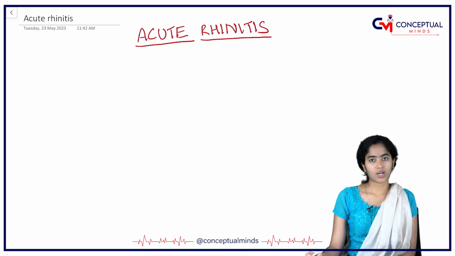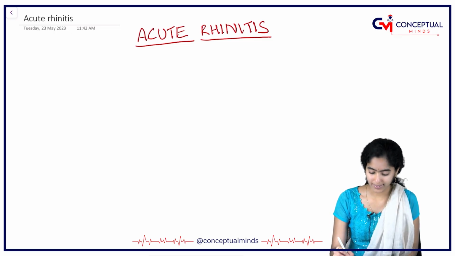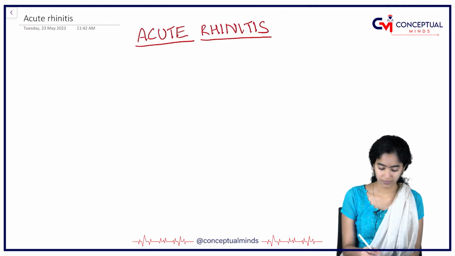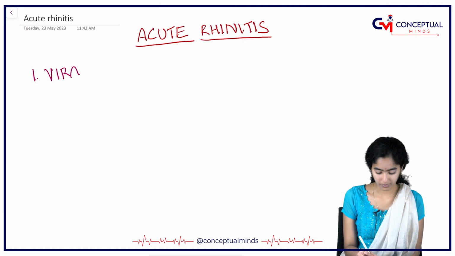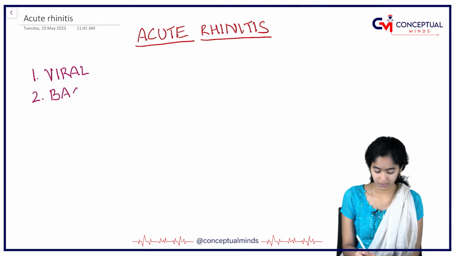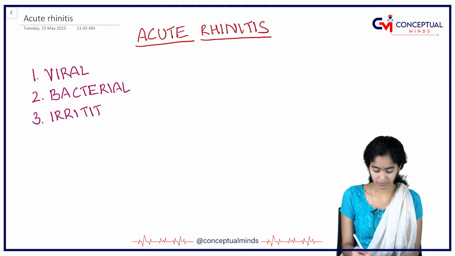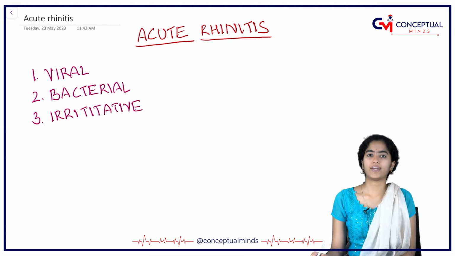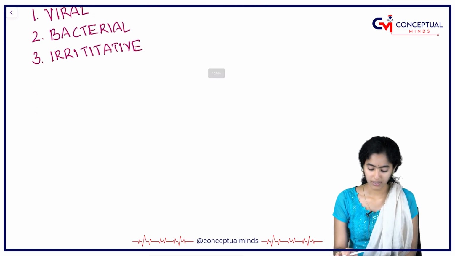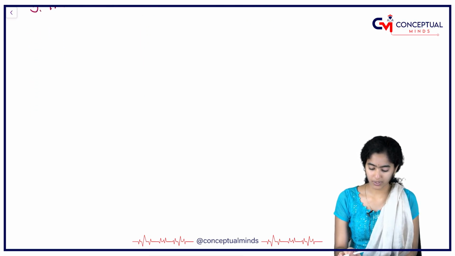There are three broad causes for acute rhinitis and they are: first one, viral etiology. Second one is bacterial. And third one is irritative type. These are the three broad categories of acute rhinitis. Let us study all of them one by one.